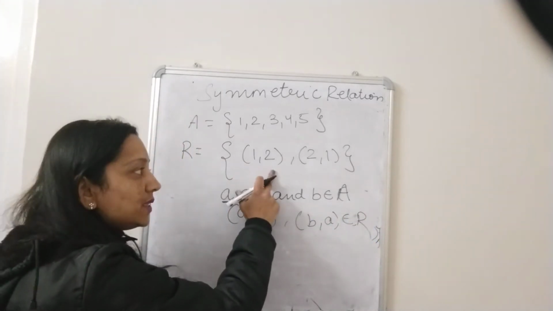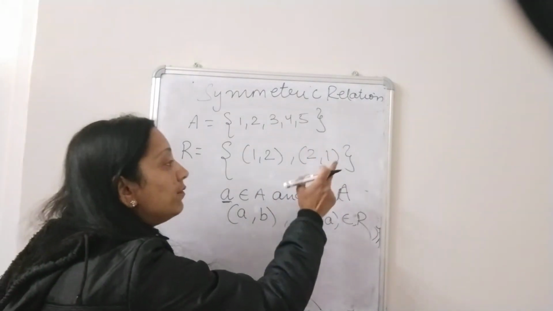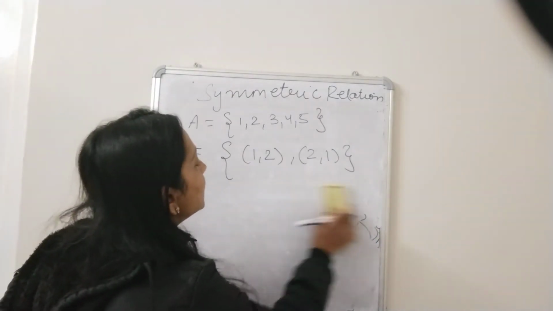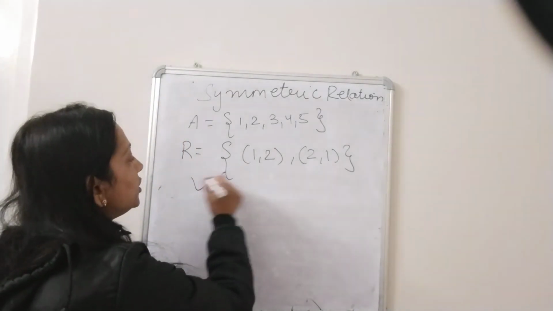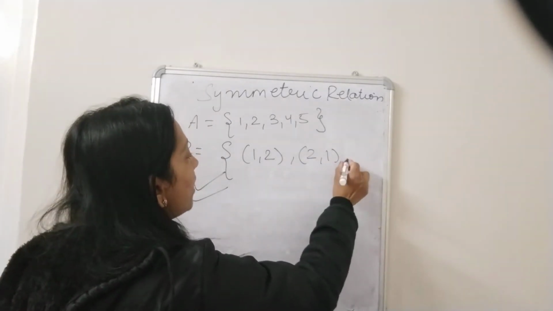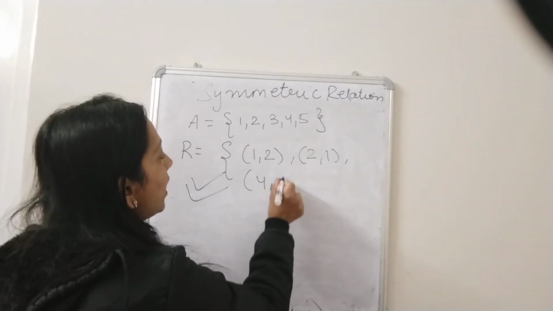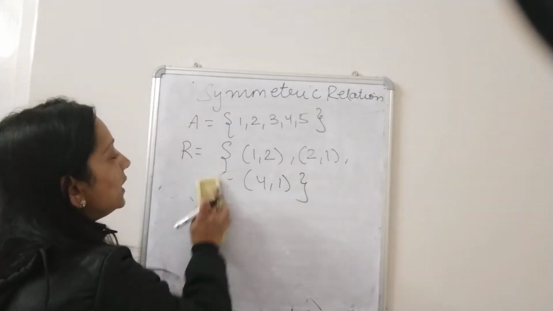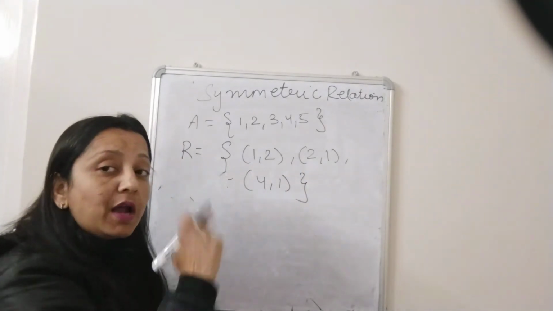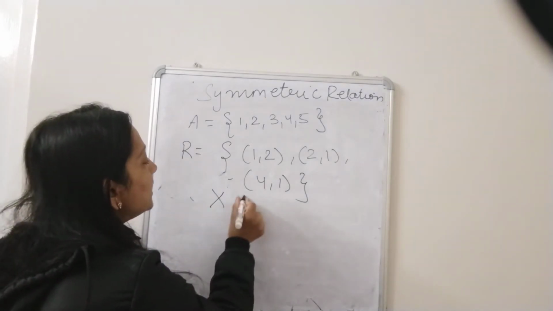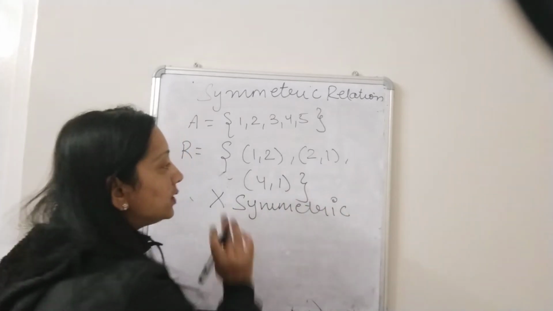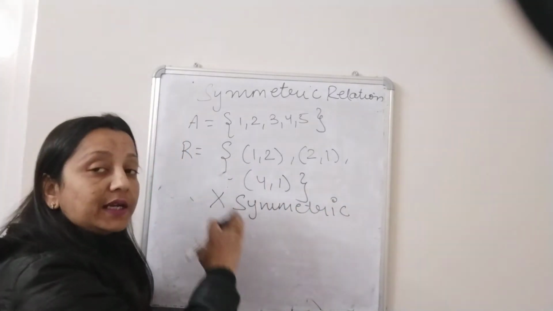That means if (1, 2) exists, then its reverse (2, 1) will also exist, and this applies for all the ordered pairs. So I can say this is a symmetric relation because if (1, 2) exists, then (2, 1) also exists. But let us assume that there is one more element (4, 1). Now I can clearly see that the opposite of (1, 2), which is (2, 1), exists here, but the opposite of (4, 1), which is (1, 4), does not exist here. So in this case, this is not symmetric, because the opposite of (4, 1), that is (1, 4), does not exist.